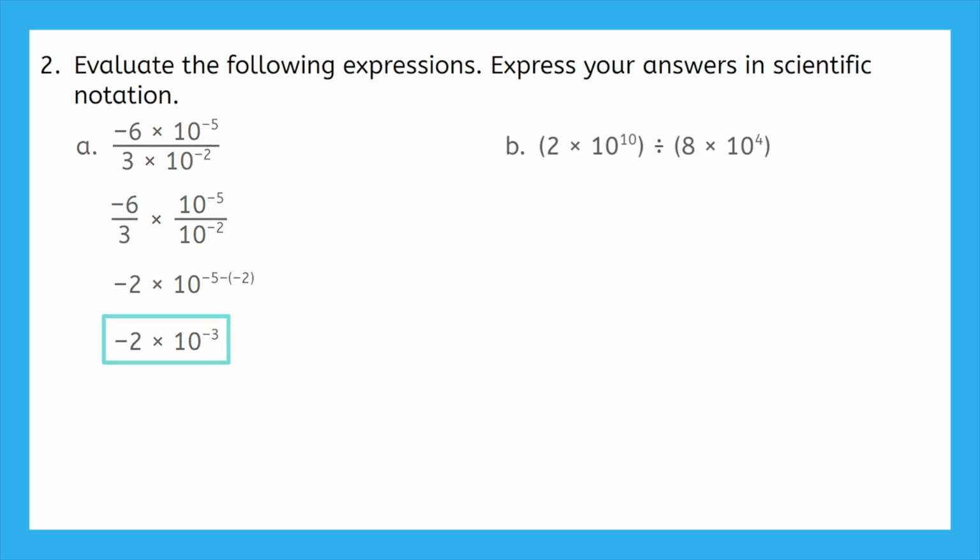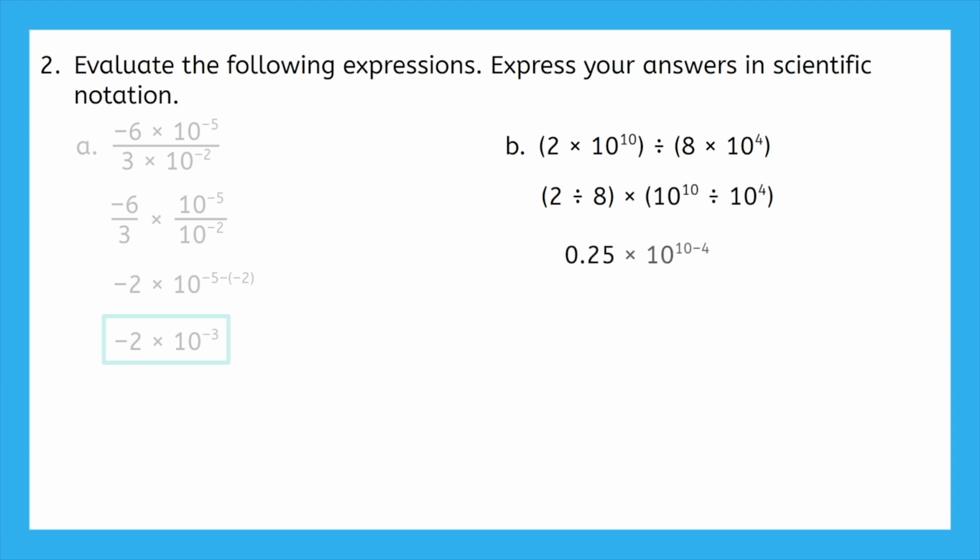For part B, dividing the coefficients, 2 by 8, gives us 25 hundredths. Next, divide the powers of 10 by subtracting the exponents. 10 minus 4 is 6. 0.25 times 10 to the 6th isn't in scientific notation, though, because the coefficient is too small. So how do we adjust it to be in scientific notation?